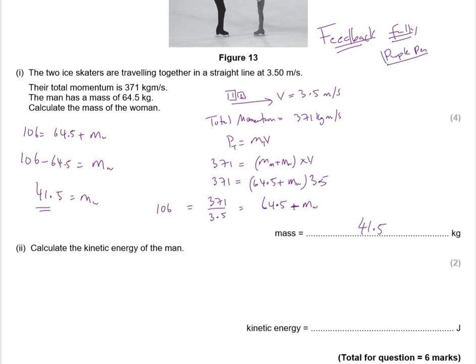Okay, now using the fact that the total momentum is equal to the total mass times the velocity. Now these guys are together. It tells us that they are traveling together in a straight line. The velocity is this much.